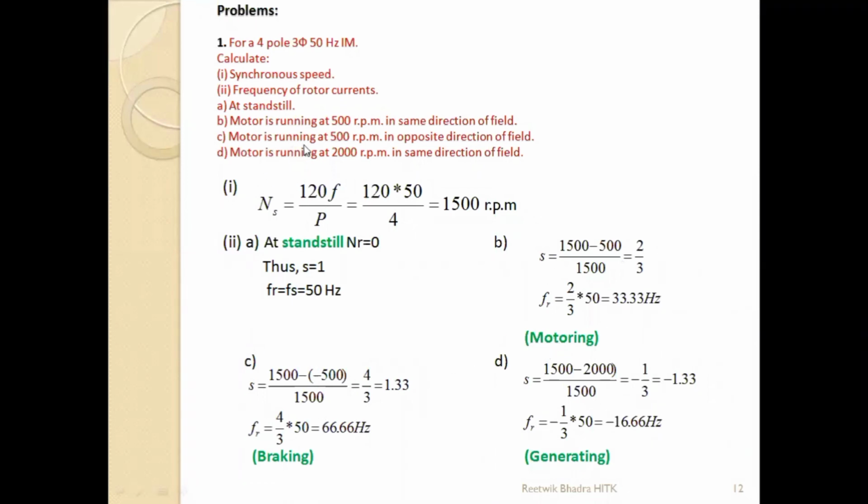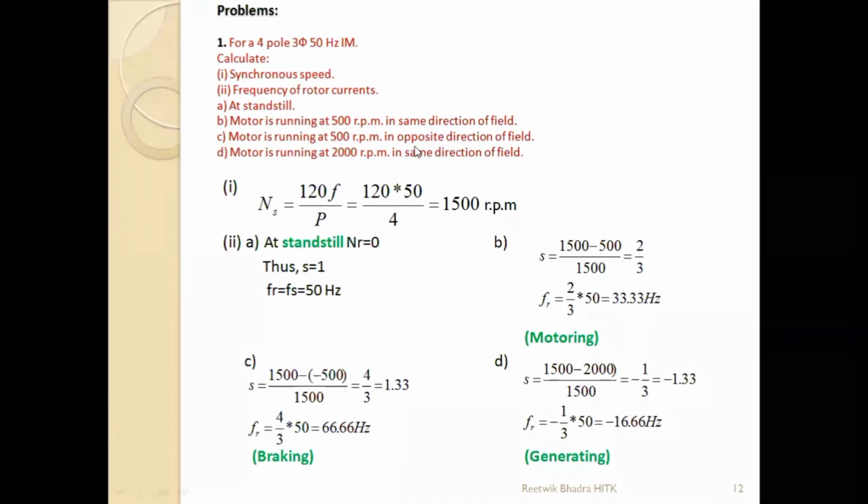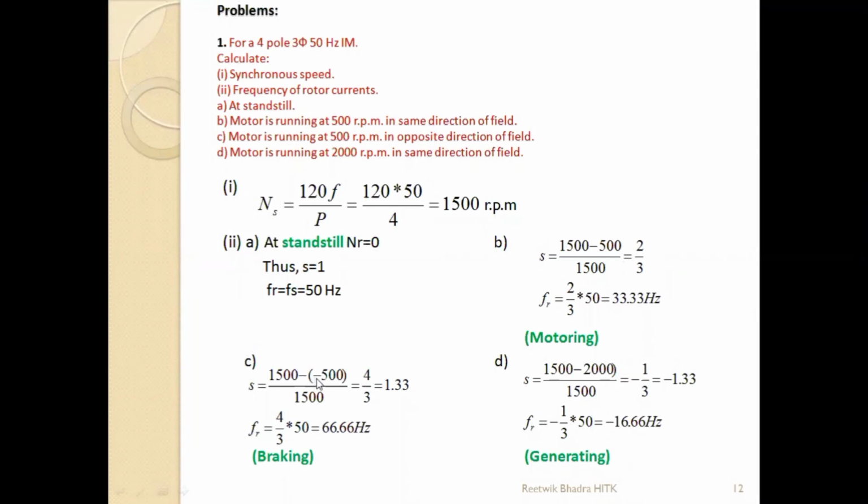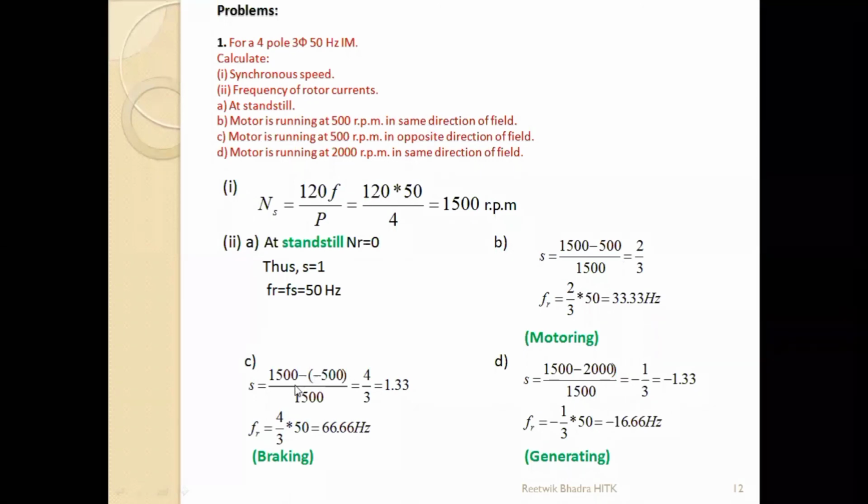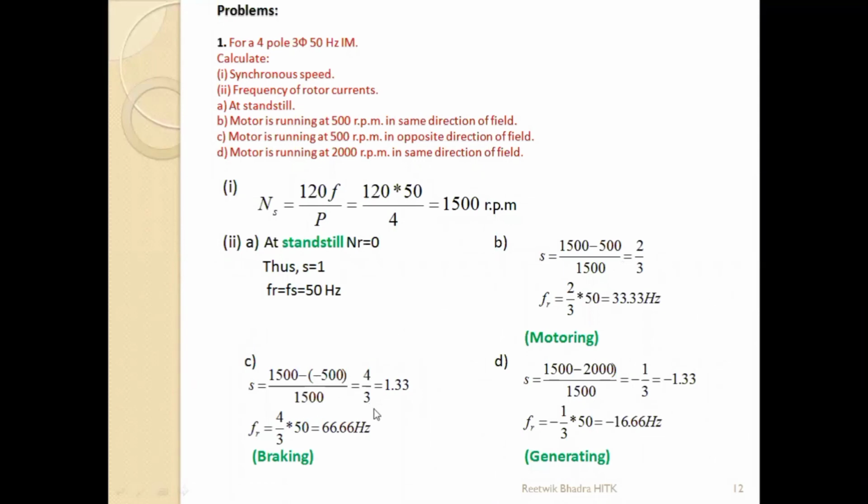Now next, part C. The motor is running at 1500 RPM in the opposite direction. Okay, opposite direction, so speed becomes negative. So minus of minus 500, so 1500 minus of minus 500, that gives you 2000 by 1500. So now slip becomes 1.33. That is the braking region.